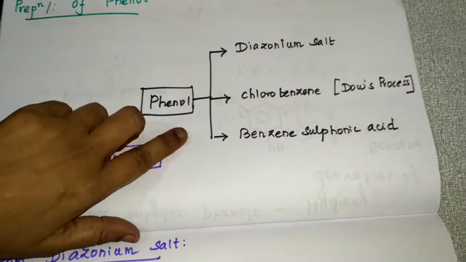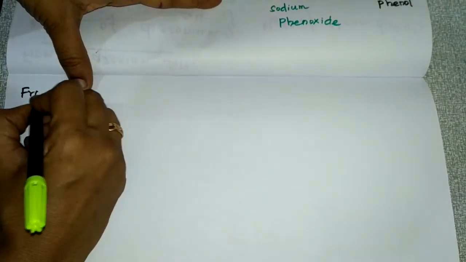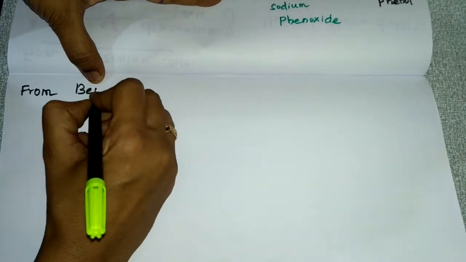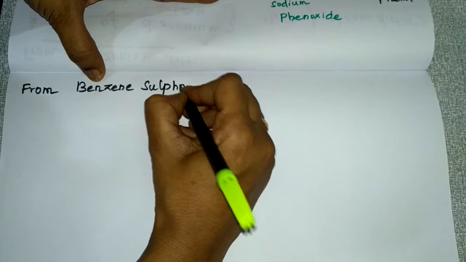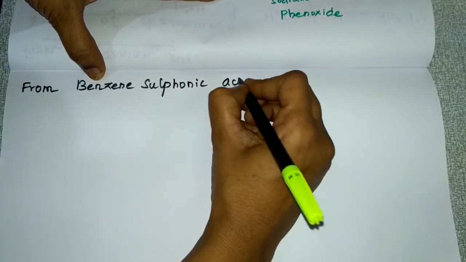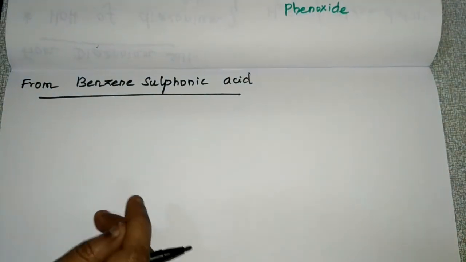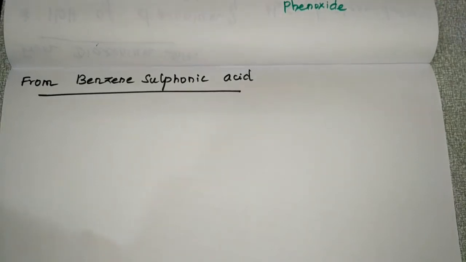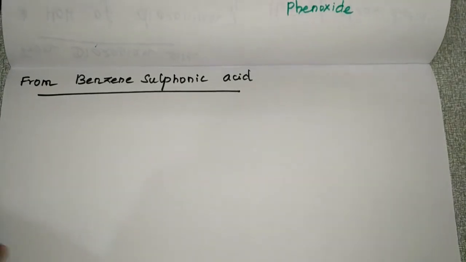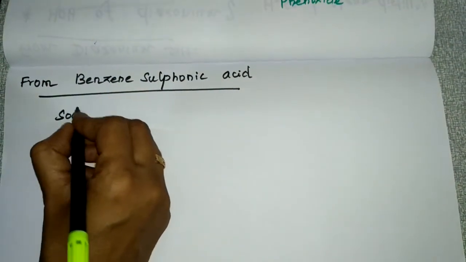And what is the next method? Preparation of phenol from benzene sulfonic acid. Okay, we'll see the preparation of phenol from benzene sulfonic acid. So first, what you are going to take is the sodium salt of aromatic sulfonic acid. Okay, so what is that?